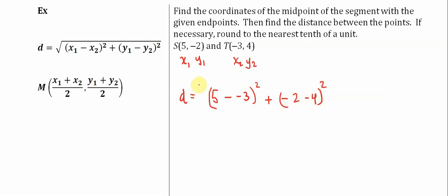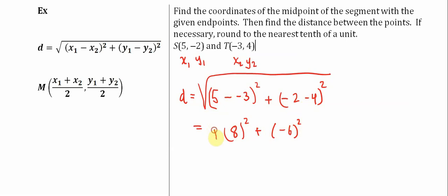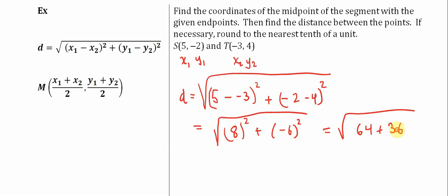All right, and then we put a big square root around the whole thing. And then we simplify in little steps. So 5 minus -3 is actually 5 plus 3, so that's 8 squared, plus -2 minus 4 is -6. When we square, -6 squared, and the square root around the whole thing. So this becomes the square root of positive 64 plus -6 squared, which is actually positive 36.